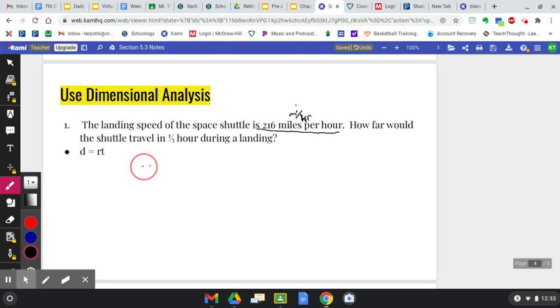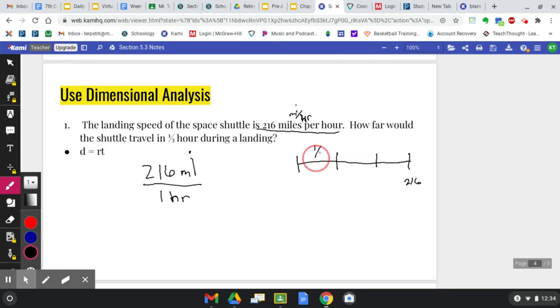It said, how far would the shuttle travel in 1/3 hour during a landing? So here's what we know. We know 216 miles every 1 hour, right? 216 miles per hour. And we want to see, well, how far does it travel for just 1/3 of an hour? Okay, so just 1/3 of an hour. So if you think of an hour goes 216, right? I want to find just this right here. What is this 1/3 section?